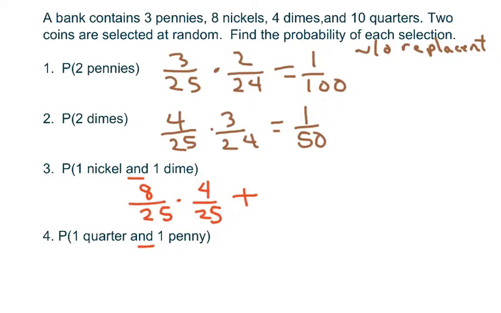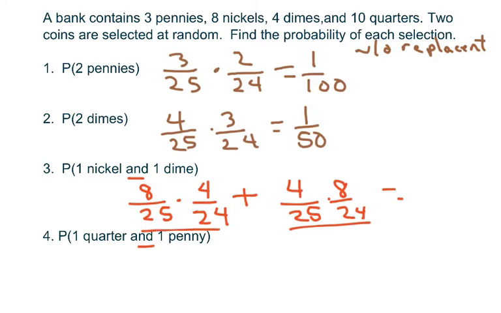Or we could have gotten the dimes first. So when we're selecting it, we get 4 out of 25 times 8 out of 24. This should be 24. I know y'all noticed that. All right. So basically, these two amounts are the same. So all you need to do is just take this first amount and multiply it by 2. And when you get that, you get, doing the calculator, 8 over 75.